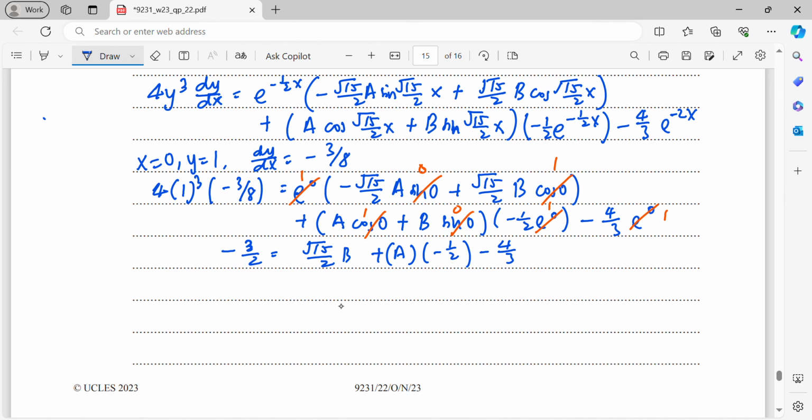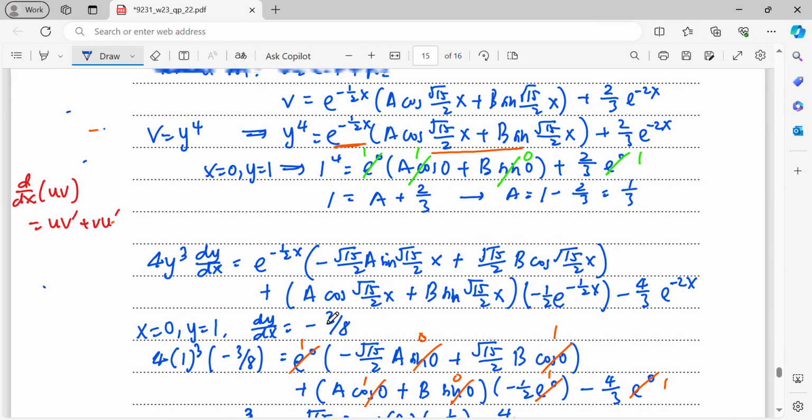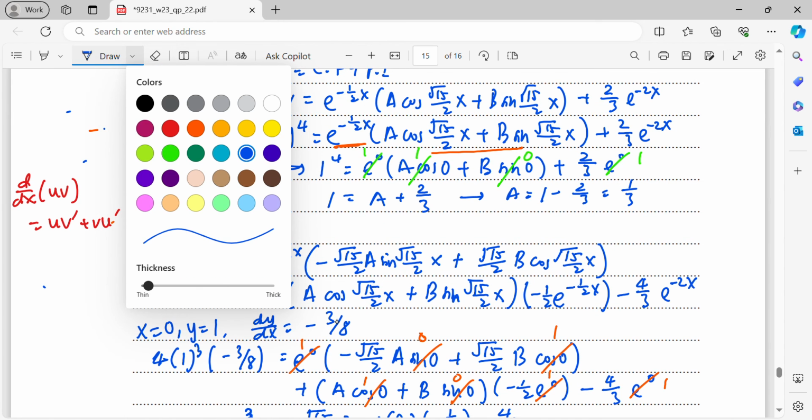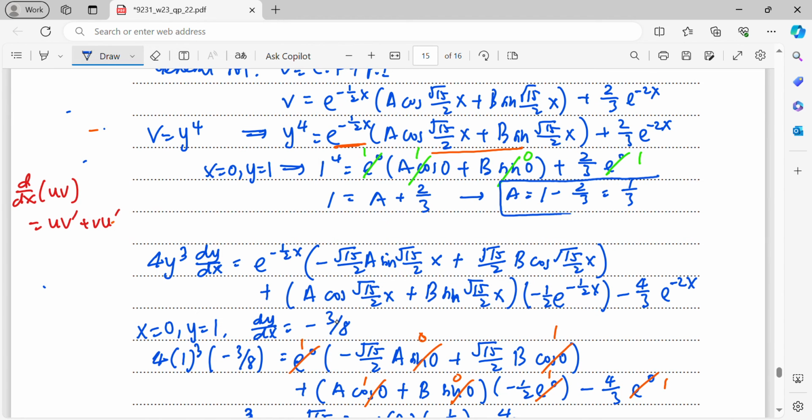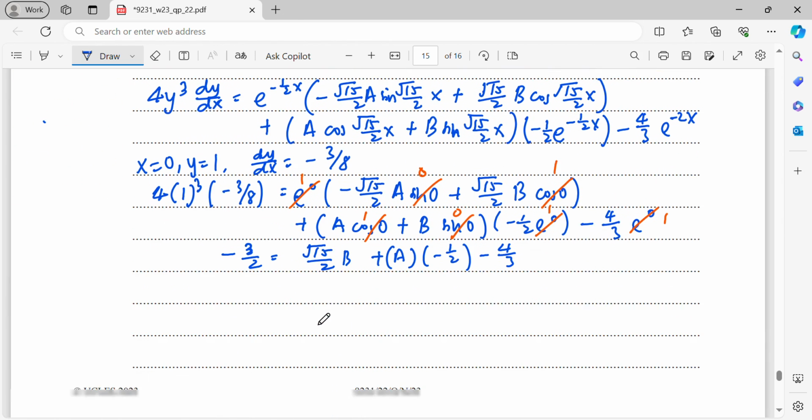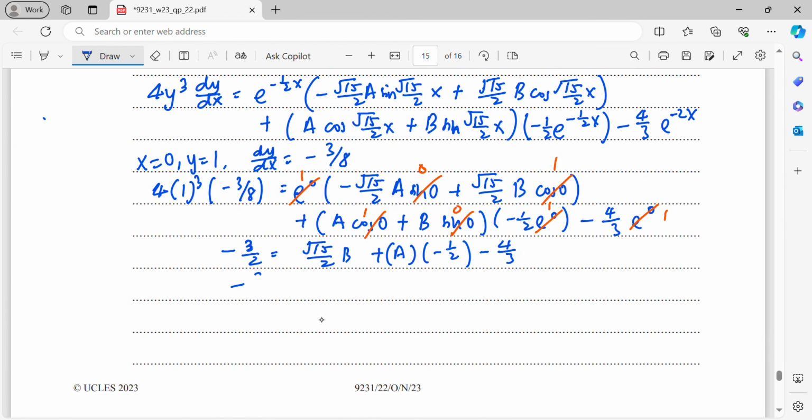Okay, so from here, I need to get the b. So I replace my a first. My a already found just now. My a is 1 over 3. So now I will write negative 3 over 2 equals square root 15 over 2 b plus 1 over 3 times negative half minus 4 over 3.